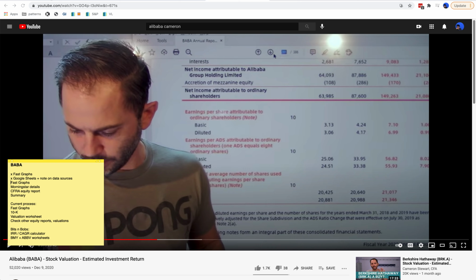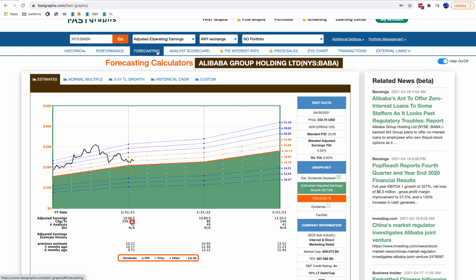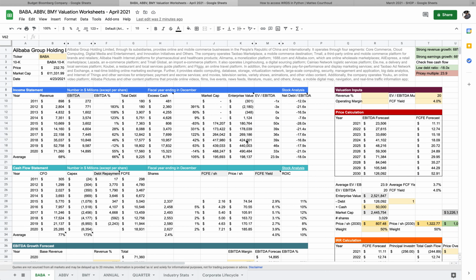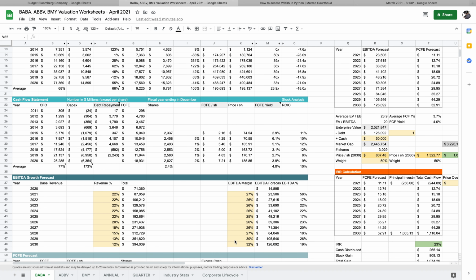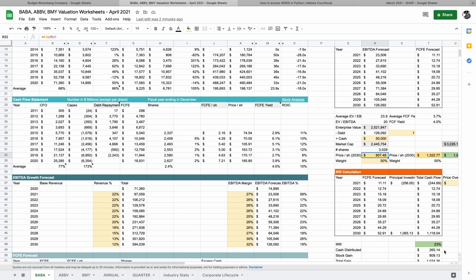Okay, Fast Graphs. Going back to this for a second, one thing I wanted to call out was that all the stuff we just did right here, where we're punching in these numbers and putting in these multiples, we get this price back, and we've calculated the IRR.